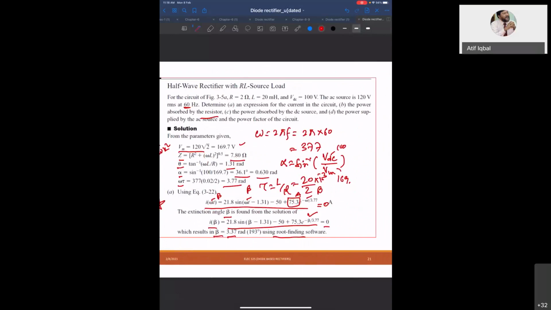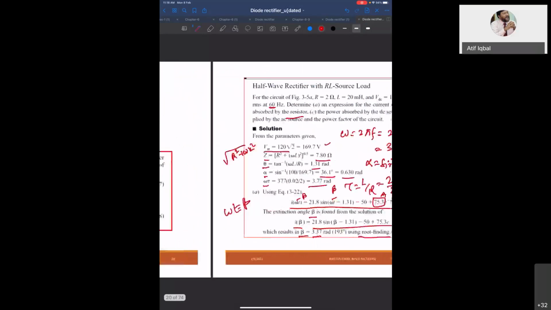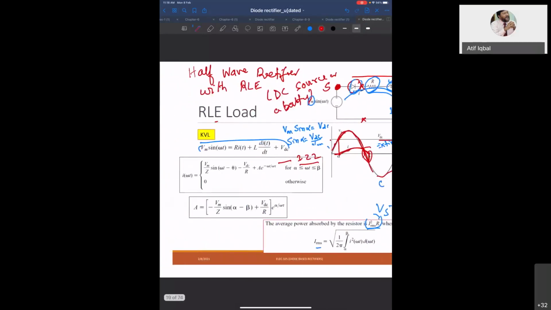Is it given in the question? No, it's not given in the question. It just says that using equation 3.22, we find the equation. But I see there is one issue here, that to find A, you should know the value of alpha and beta.